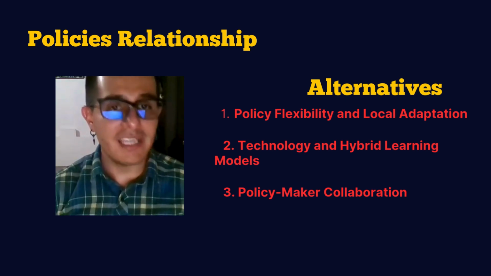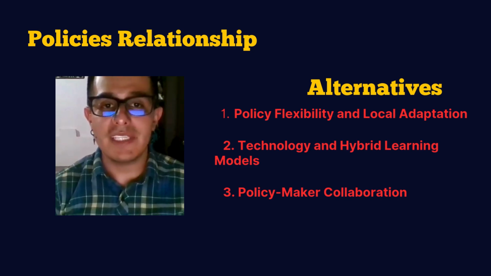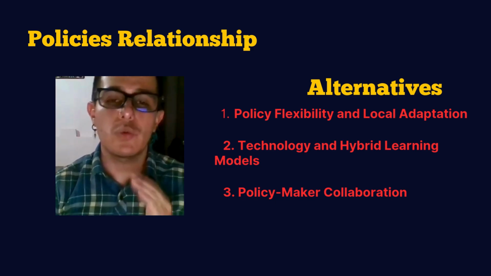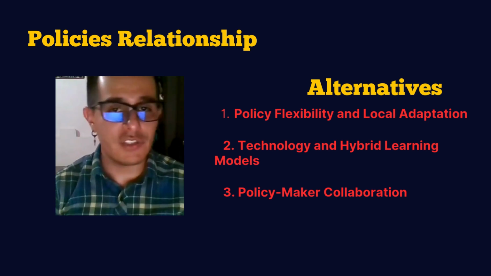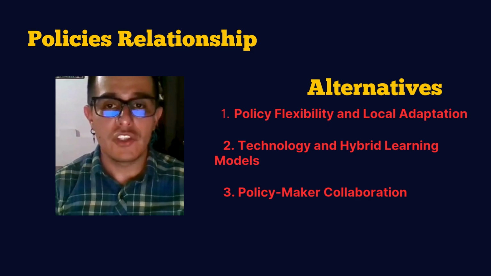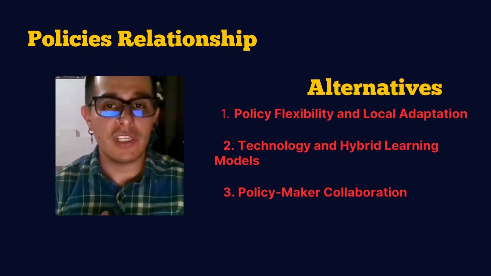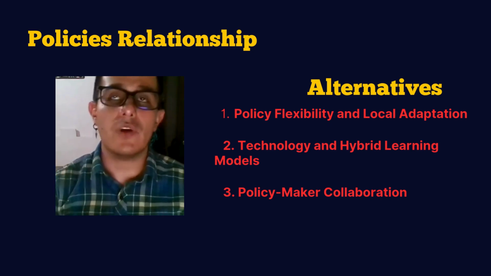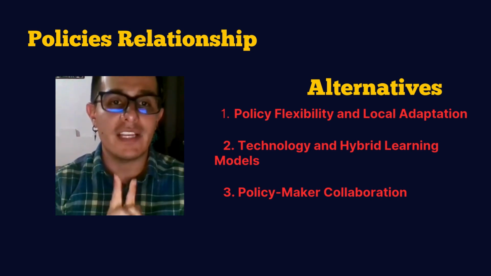And last but not least, we have the last solution, which is policymaker collaboration. It's extremely important to align policies with other entities, such as government agencies, educational institutions, and local communities, to provide a single model that enhances bilingual programs and addresses social inequities, and at the same time permits the voice and suggestions from other entities.